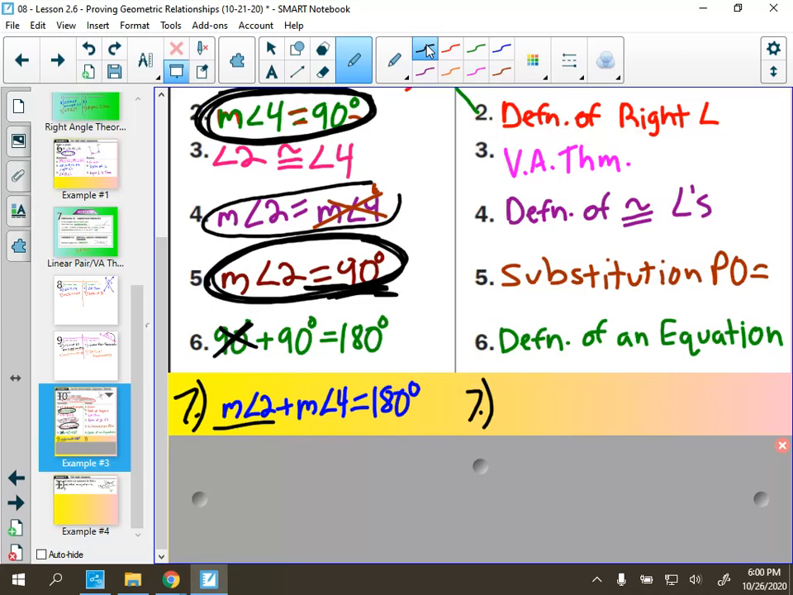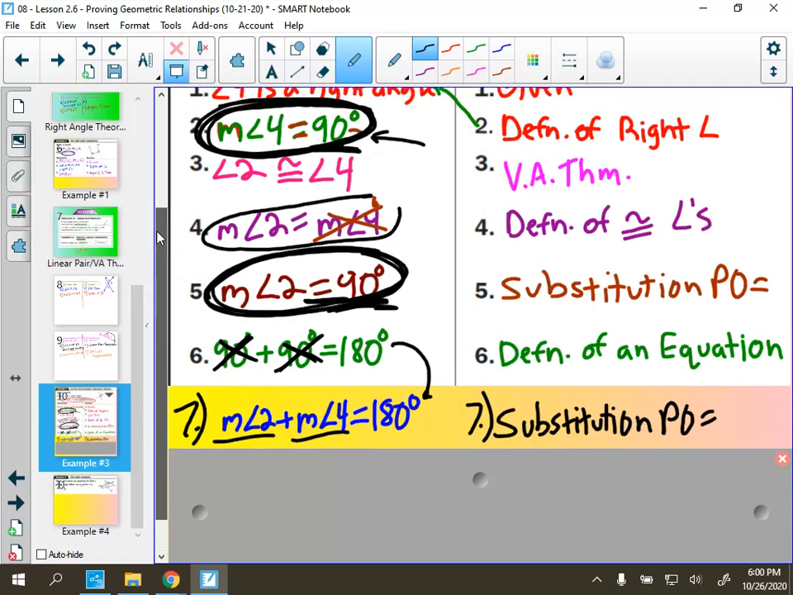Very, very similarly, we said, hey, you know what? I can replace this 90 right here with something that 90 is equal to. 90 is equal to the measure of angle 4, so let's throw that in there. So now my new statement reads the measure of angle 2 plus the measure of angle 4 equals 180. How did we get from step 6 to step 7? That is another example of the substitution property of equality. We replace things that were equal.